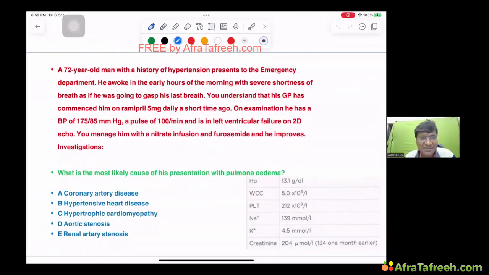Okay. So a 72-year-old man with a history of hypertension presents to the emergency department. He awoke in the early hours of the morning with severe shortness of breath, as if he is going to gasp his last breath. His GP has commenced him on Ramipril 5 days ago for hypertension. On examination, he had blood pressure of 175/85, pulse 100, left ventricular failure on 2D echo. You manage him with nitrate infusion, furosemide, and he improves. Investigations are given. What is the most likely cause of his presentation with pulmonary edema?